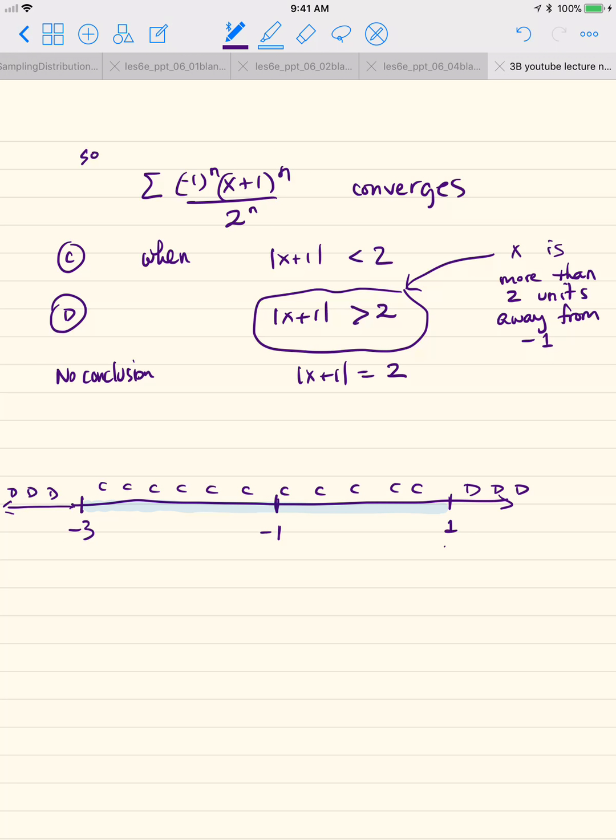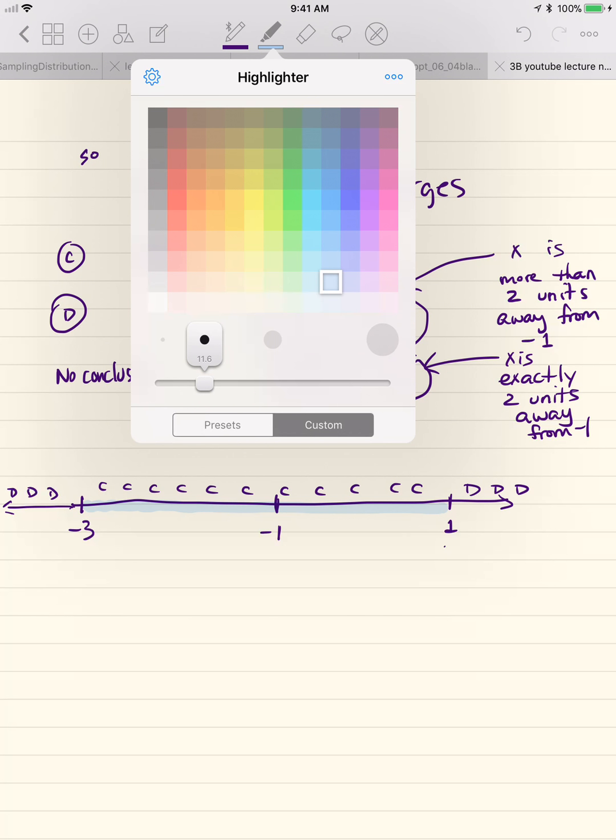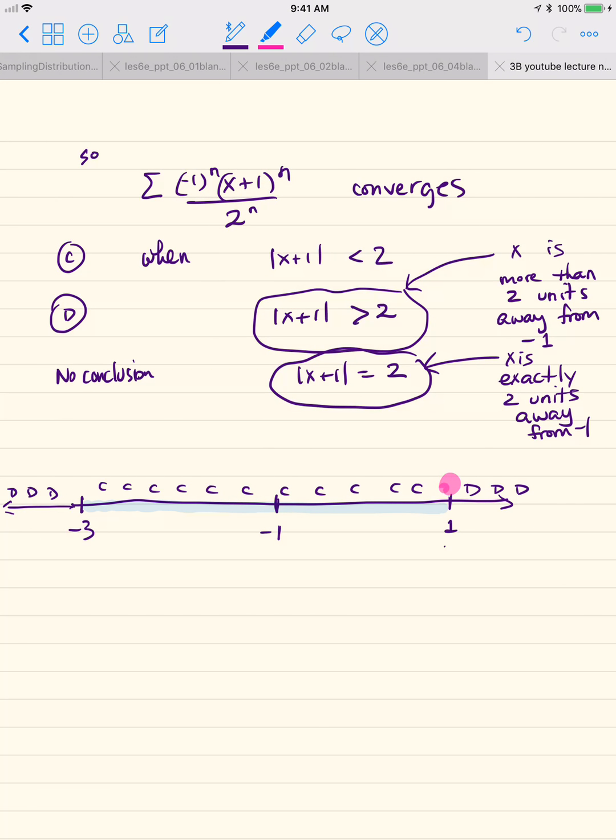And then when x is exactly 2 units away from negative 1, we've only got 2 options. That's going to be if x is exactly equal to 1, or if x is exactly equal to -3. And what we can say is, no conclusion. We don't know.